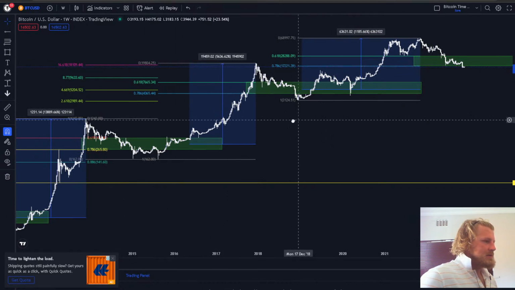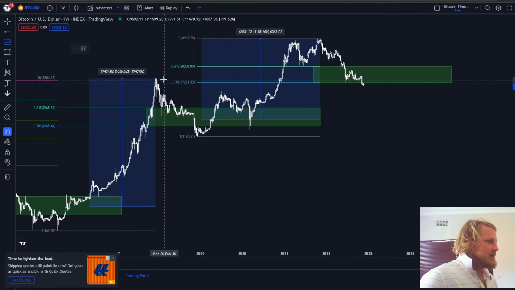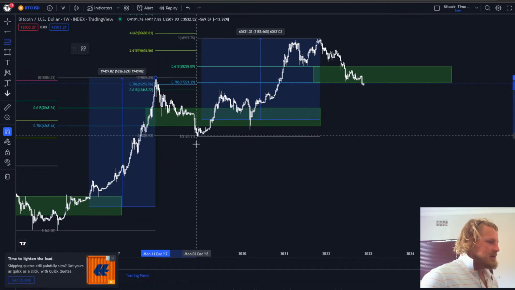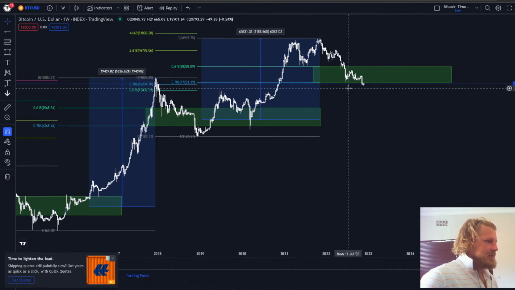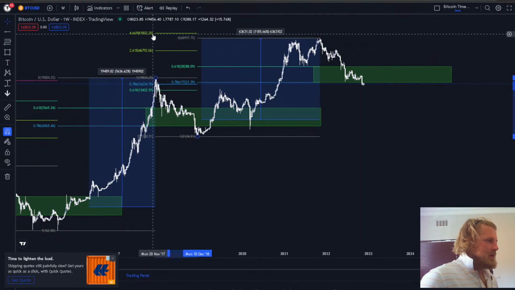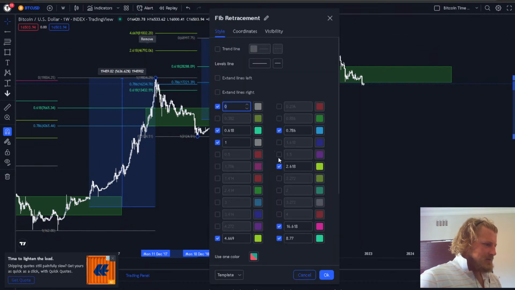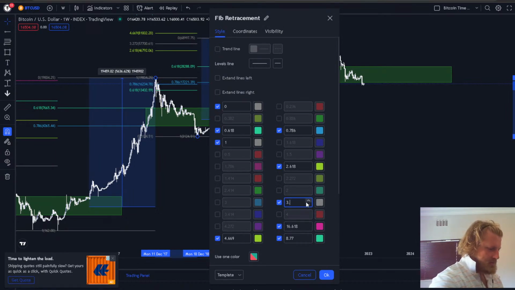Yeah, we looked at the extensions, and then we can do the extensions again on this side to see how Bitcoin performed. And I think we closed very close to the 3.618.